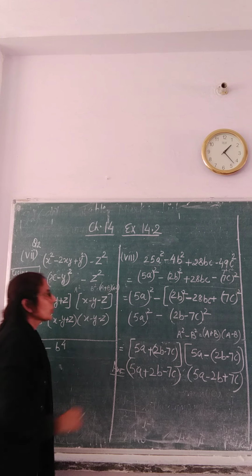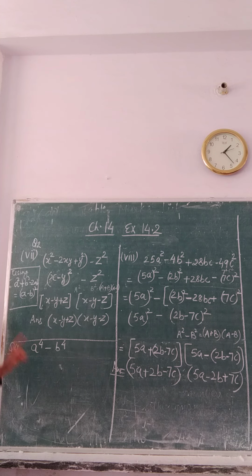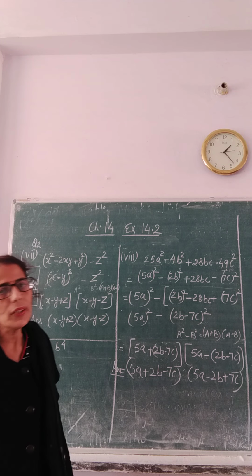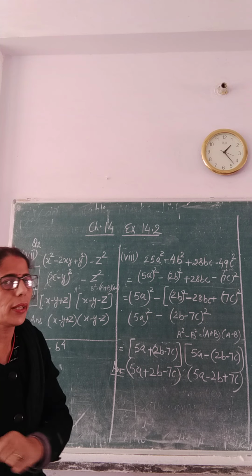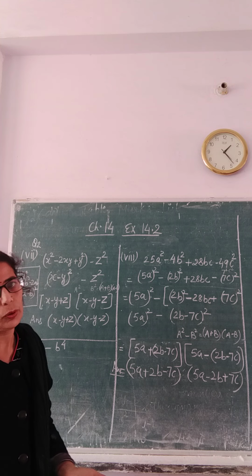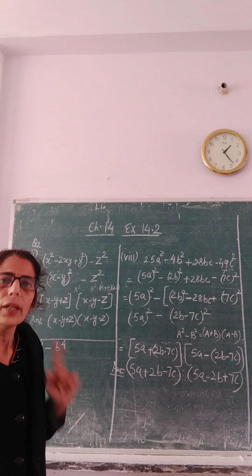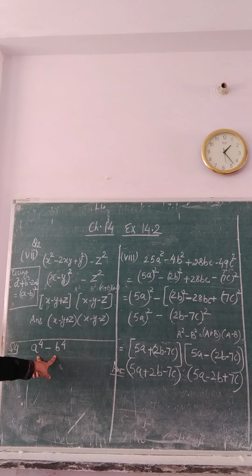Have we got it? So these are the two questions. Now question number 3 is left, and that we have done by the revision of exercise 4.1, the taking common and grouping method. So you can try question number 3 yourself. Now I am discussing question number 4.